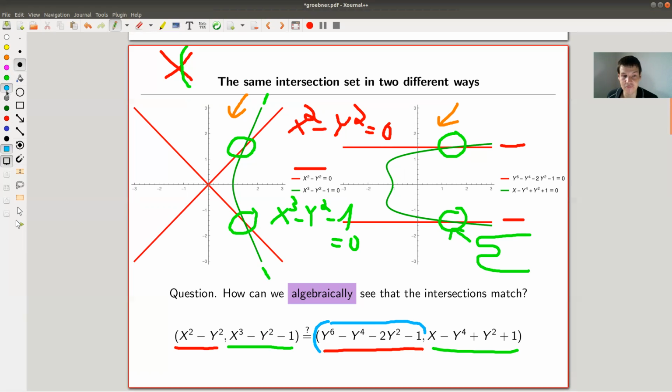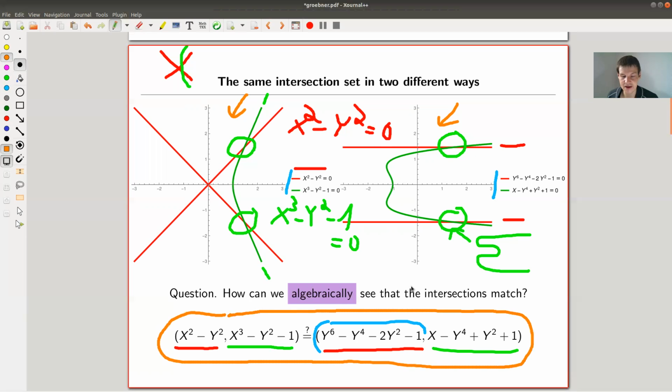In other words, I'm looking for a solution to this set of equations, and I'm looking for the solution to this set of equations, and I claim that they are the same. In other words, I claim that the two ideals spanned by those two polynomials are the same. And I don't know how you feel.